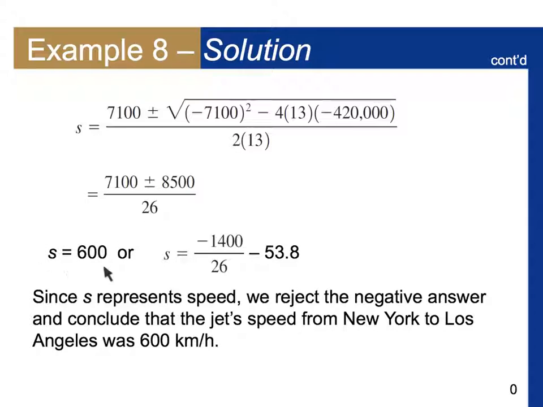That would be the speed going out. Then here we get a negative, minus 53.8. We can just throw this one out because it's a negative. We'll scratch that one because we're only looking at the positive. The plane's not going backwards, right? S represents a speed. We reject the negative answer and conclude that the jet speed from New York to LA was 600 kilometers per hour, and on the way back it's 700 kilometers per hour. So it's going faster. Remember, S plus 100 on the way back.